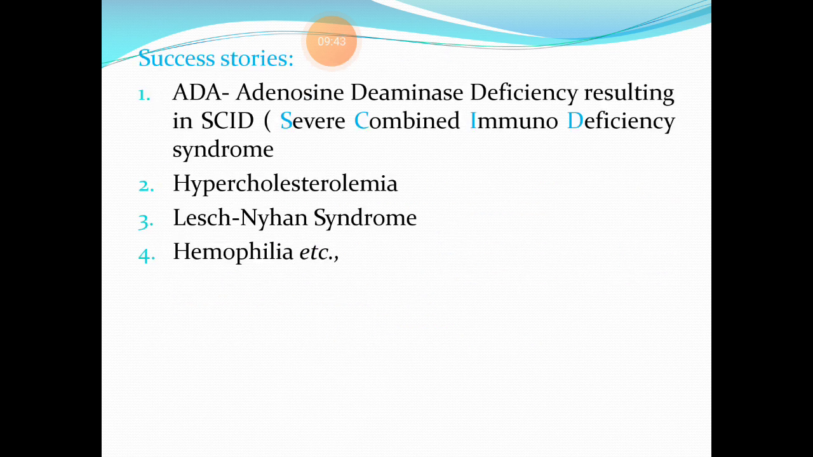Okay. There are success stories for this. ADA, I was telling you, adenosine deaminase deficiency resulting in SCID, that is severe combined immunodeficiency syndrome. This has been corrected by ex vivo gene therapy. Then hypercholesterolemia, that has been corrected. Then Lesch-Nyhan syndrome, hemophilia. These are all the genetic defects, diseases caused due to genetic defects, and they all have been corrected by ex vivo gene therapy. So these are the success stories.